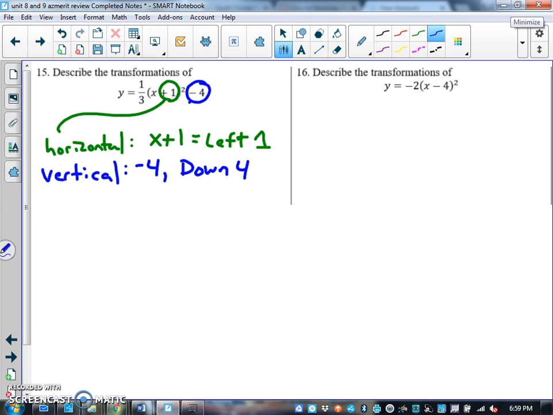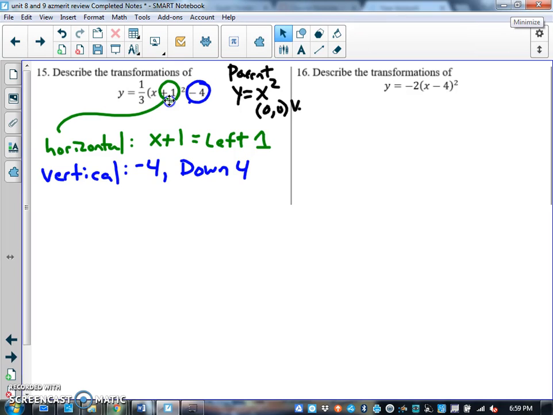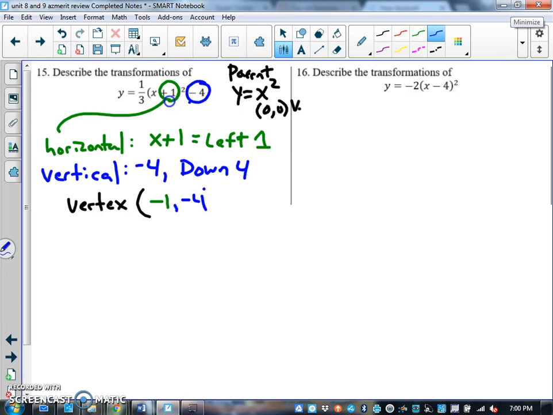And all of our horizontal and vertical transformations come from the parent function, which is y is equal to x squared, okay? Which starts out at (0, 0) where the vertex is. At this point, the vertex for this function would be located at (-1, -4). And that would be, again, transforming from the vertex of (0, 0), we would go to the left 1 and down 4.